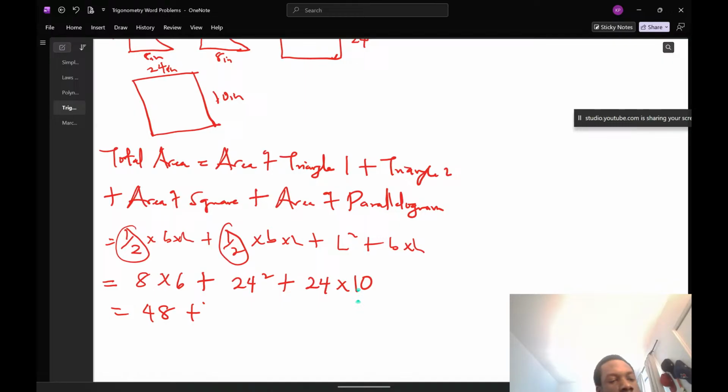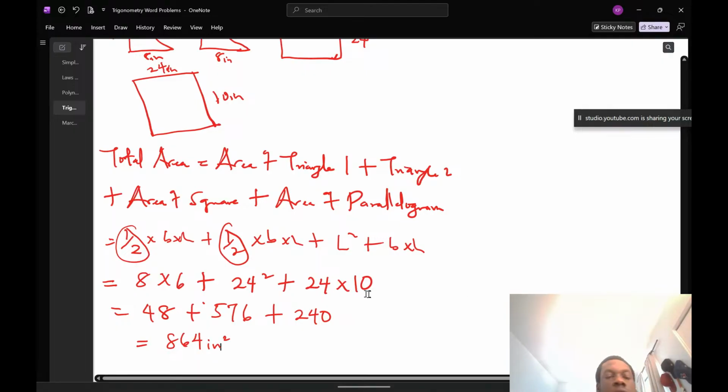I believe 24 squared should be 512. Let me check that. It's 576. So 576 plus 48 plus 24 times 10, which is 240. So 576 plus 48 plus 240 equals 864 inches squared.